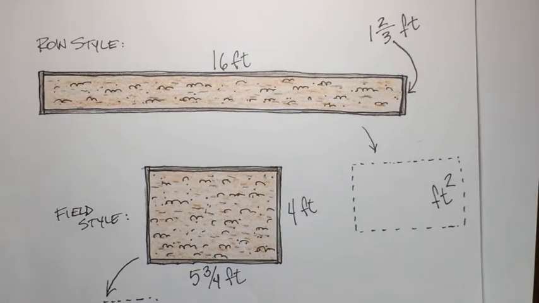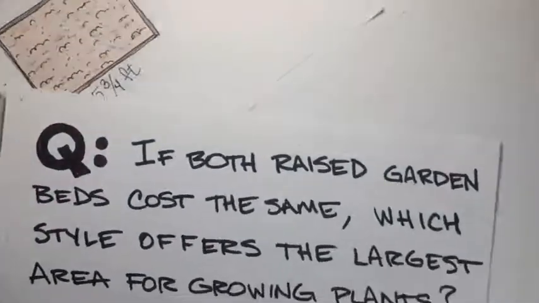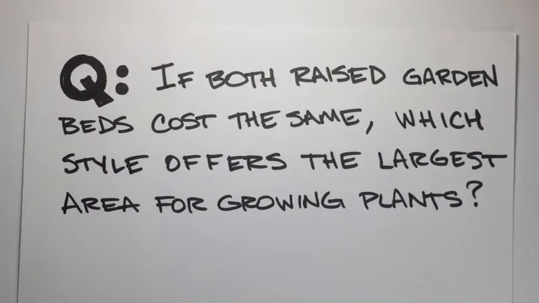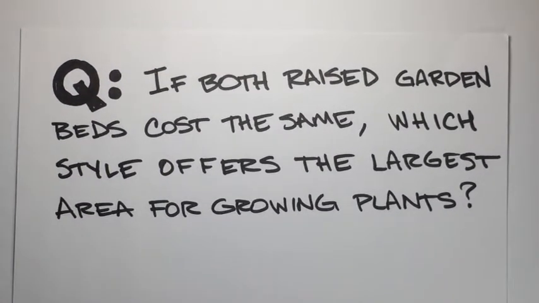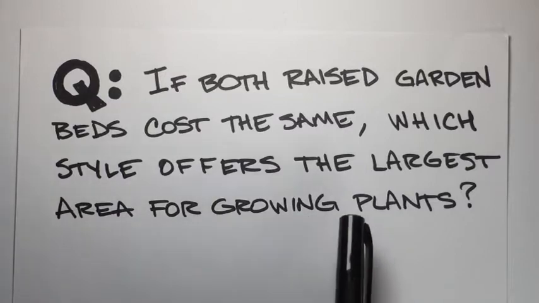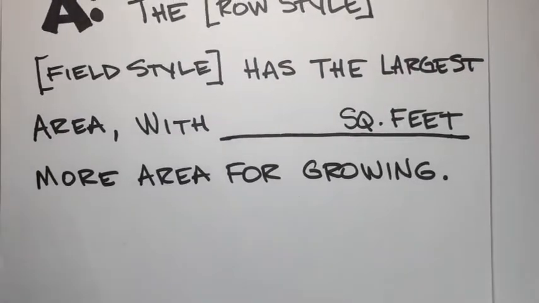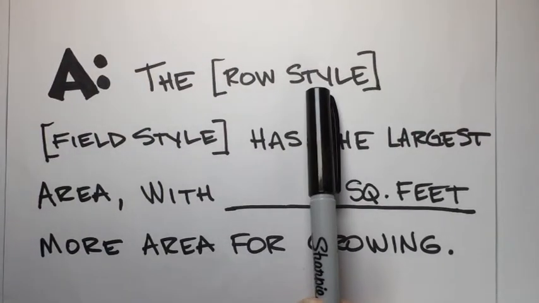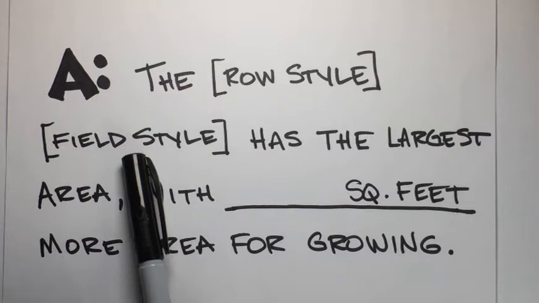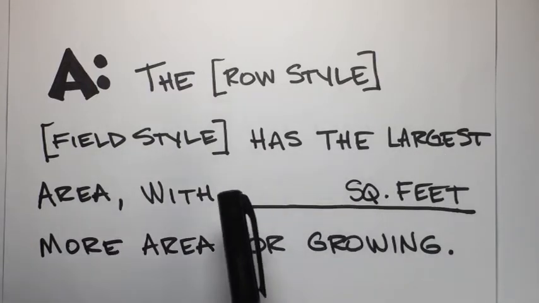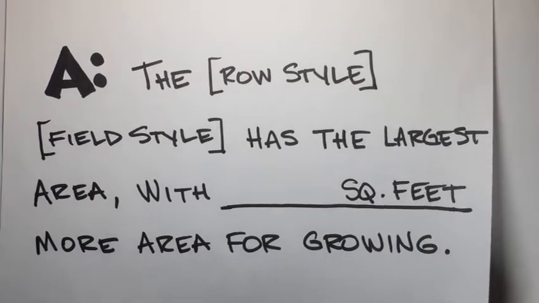The question is, if they cost the exact same price to buy or to build, which would be the best one to buy? Well, I want to have the largest area for growing my plants. So the answer would be either the row style or the field style, because for the largest area, I need to know how much bigger. We can't answer that yet, but we can do some math to answer it.